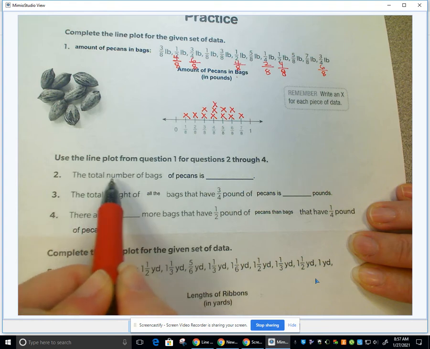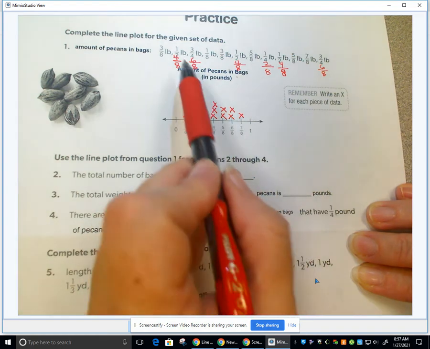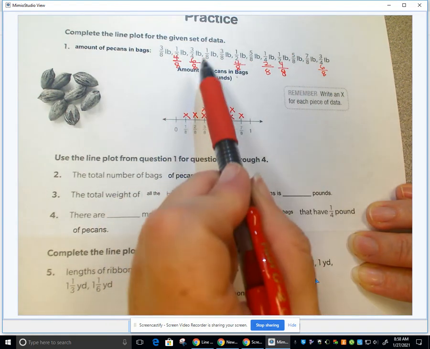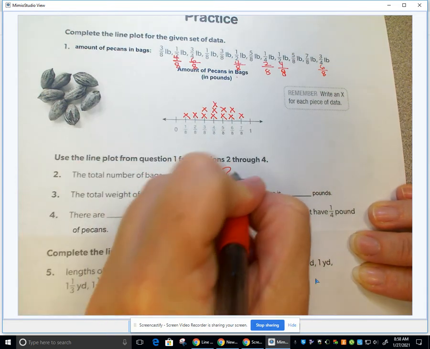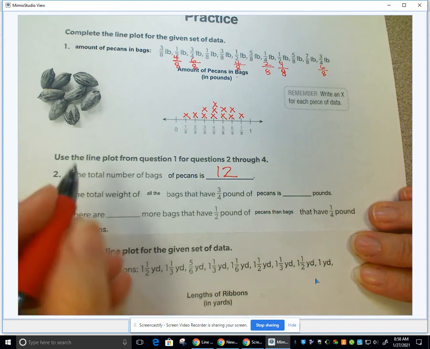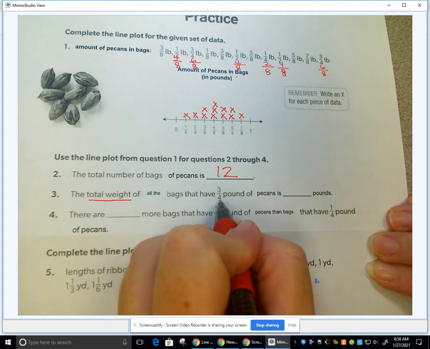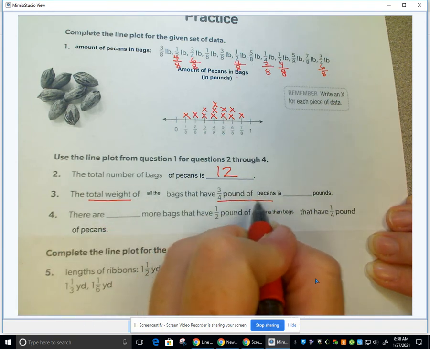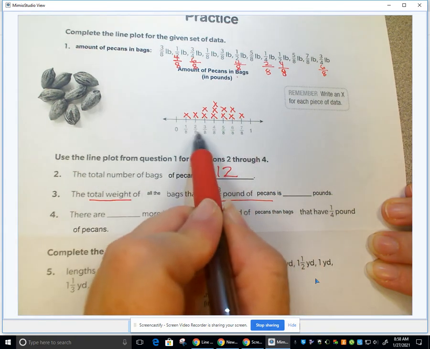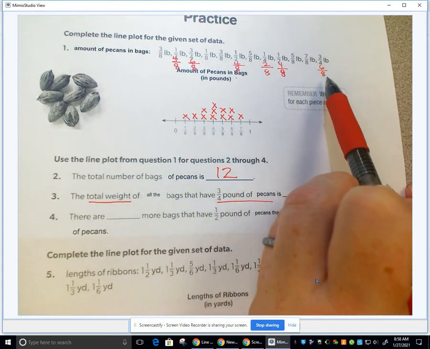Now look, the total number of bags of pecans. How many bags of pecans were there? We knew there were 12 different bags because we counted our data points and we counted our X's. So that would be 12. Now it says the total weight of all the bags that have 3/4 pound of pecans. So I want the total that had 3/4 of a pound of pecans. Well, 3/4 is not on here, but what fraction up here equals 3/4? Oh, it was the 6/8.